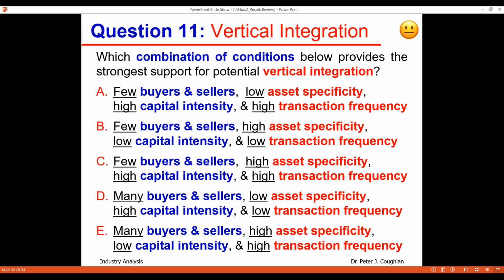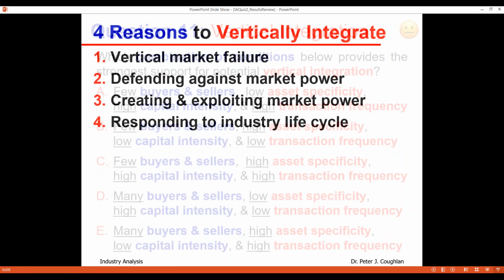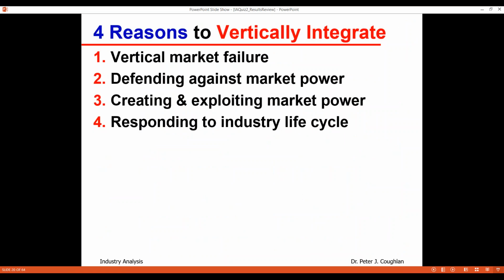So again, we're going to reference the reading. So this is about vertical integration. So reference the reading that you had on when and when not to vertically integrate. And we're actually going to reference this for the next two questions. So first, that reading gave 4 reasons to vertically integrate: vertical market failure, defending against market power, creating and exploiting market power, or responding to industry life cycle.